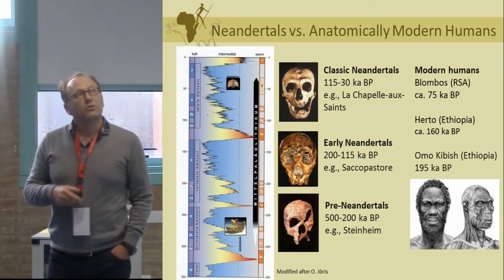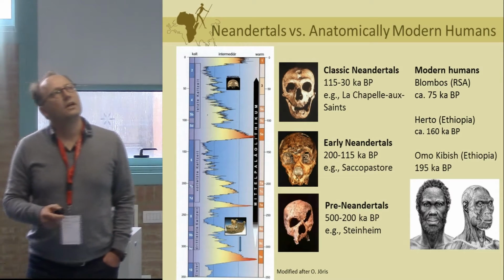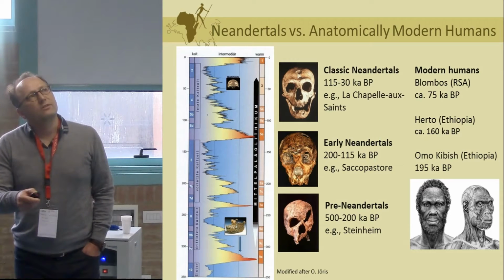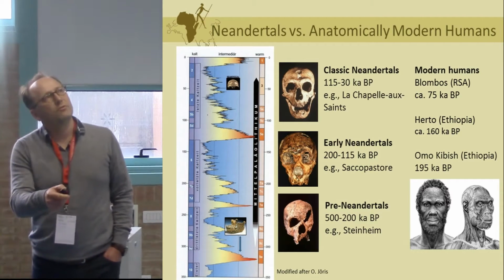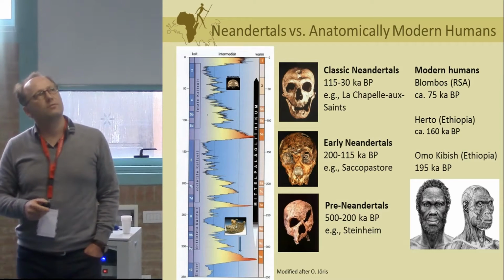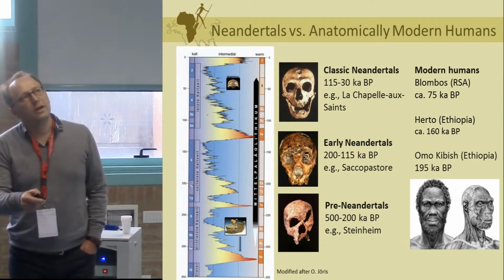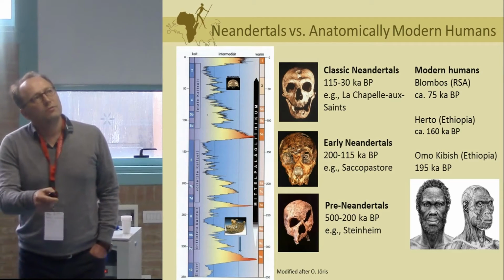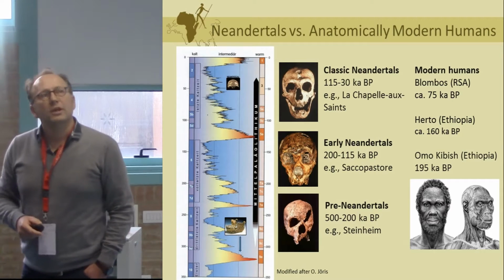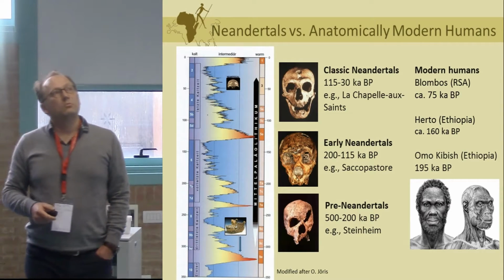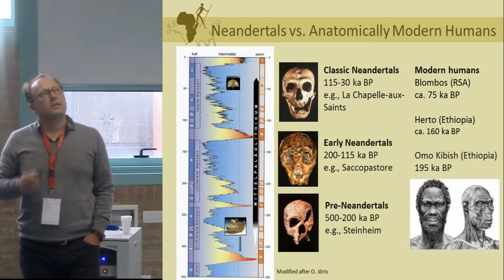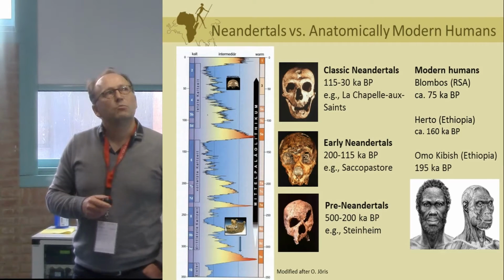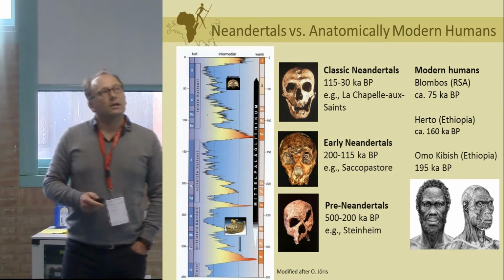However, also the modern humans are more or less appearing at the same time period. So we have, for example, Blombos here at 75,000 BP, or Herto at 160,000 BP, or even Homo Kivish in Ethiopia at 195,000 BP. So that means early hominids, in this case the classic and the early Neanderthals, as well as the modern humans, appear at the same time period.